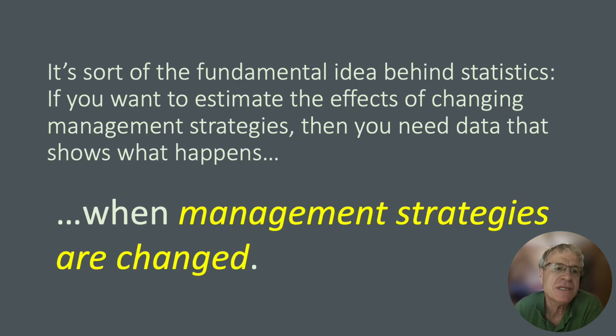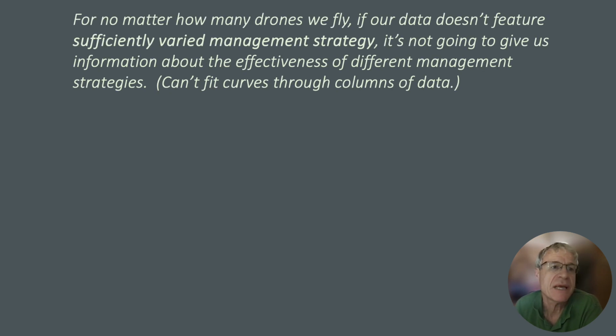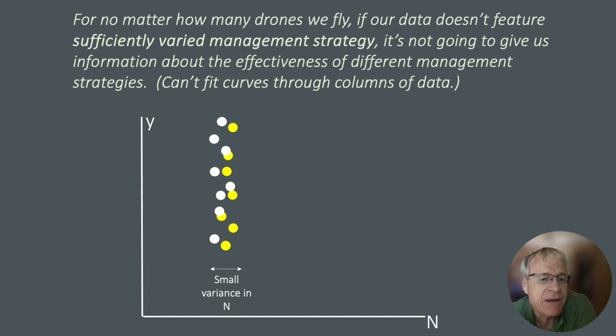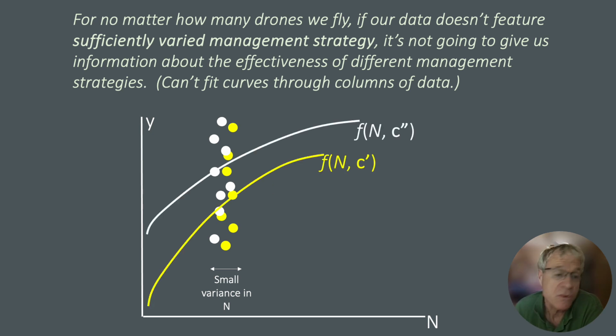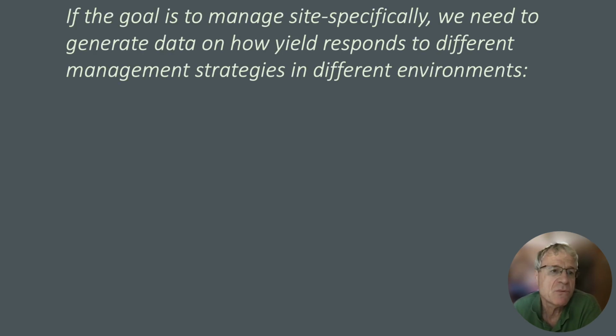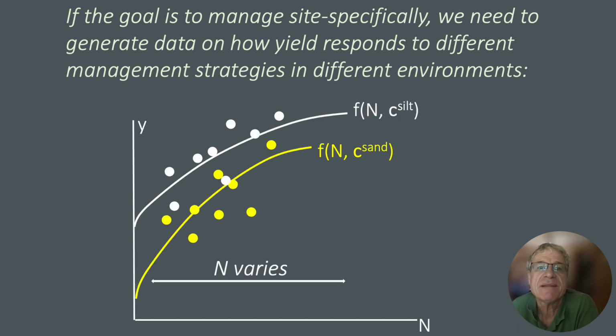What you need to do is get data that looks at what happens when you change management. Because no matter how many drones we fly, if our data looks like this and we don't vary the management variable, we're not going to be able to estimate curves through columns of data. So what's that mean? If the goal is to manage sites specifically, we need to generate data on how yield responds to different management strategies in different environments. We need this kind of data.